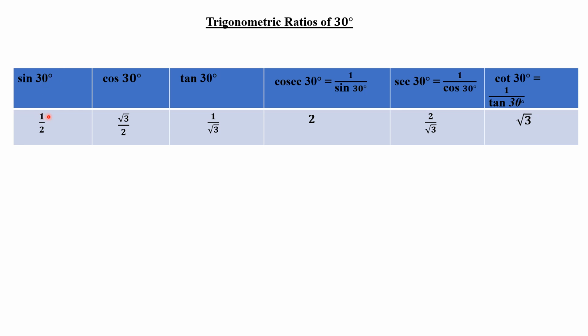Now I have summarized the trigonometric ratios of 30 degree in this table. So sine 30 degree is 1 by 2, cos 30 degree is root 3 by 2, tan 30 degree is 1 by root 3, cosec 30 degree is the reciprocal of sine 30 degree. So reciprocal of 1 by 2 is 2. Sec 30 degree is reciprocal of cos 30 degree. So reciprocal of root 3 by 2 is 2 by root 3. And cot 30 degree is the reciprocal of tan 30 degree. So reciprocal of 1 by root 3 is root 3.